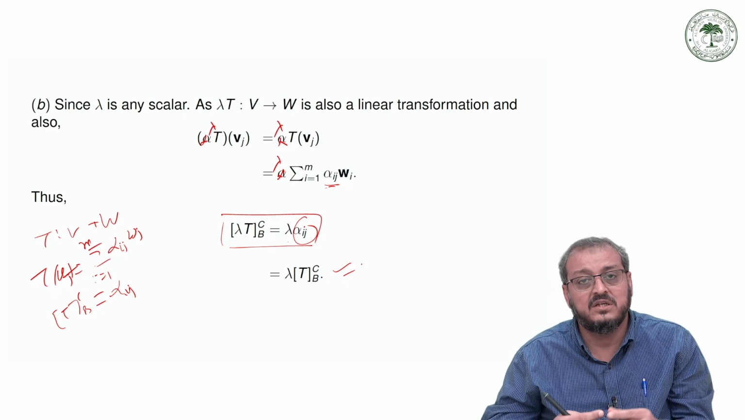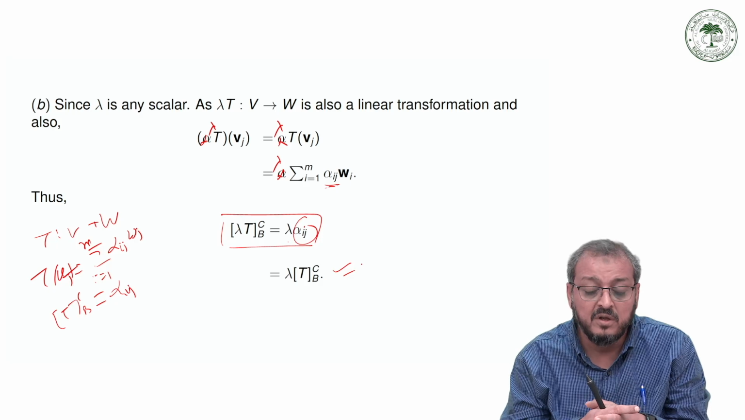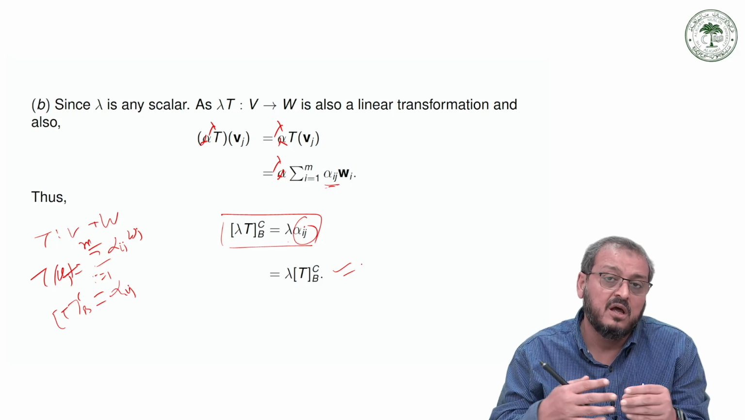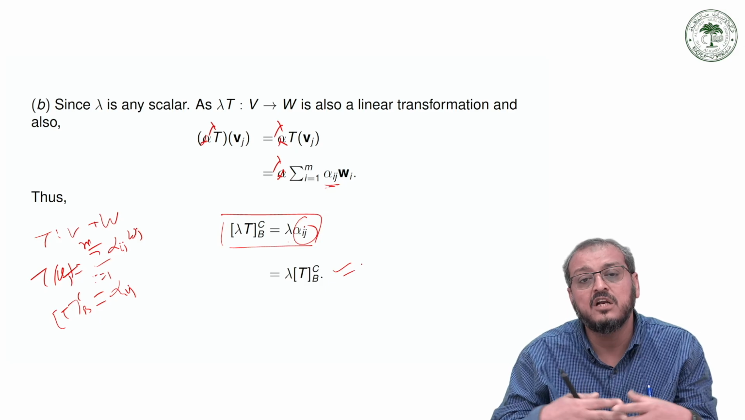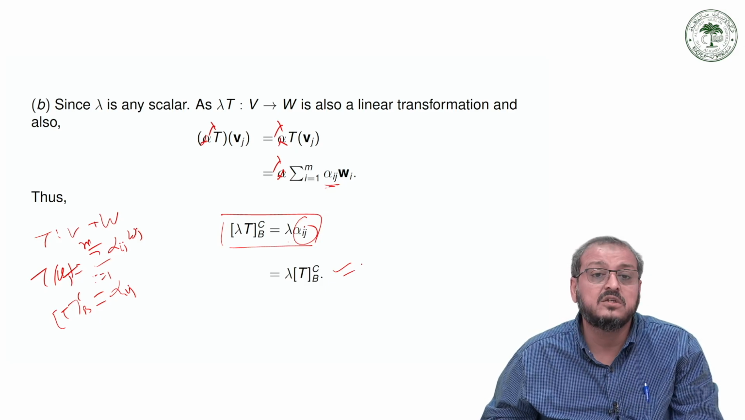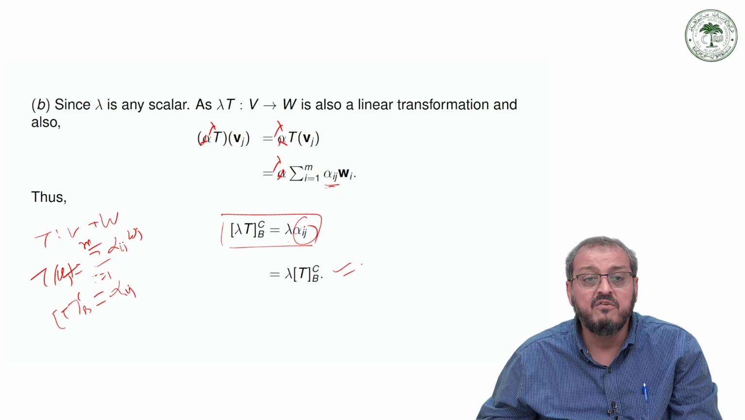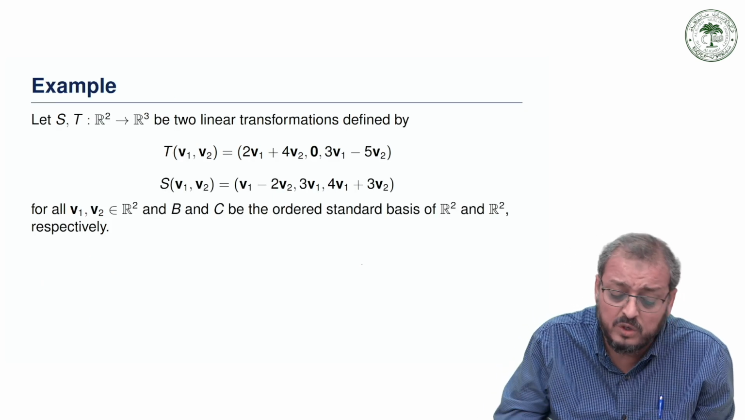So that means we can say that if S and T are two linear transformations, we can also find the matrix representation of the sum of two linear transformations and of a scalar multiple of a linear transformation. Okay, now we discuss this by an example. We have to verify this theorem by example. We take two linear transformations.